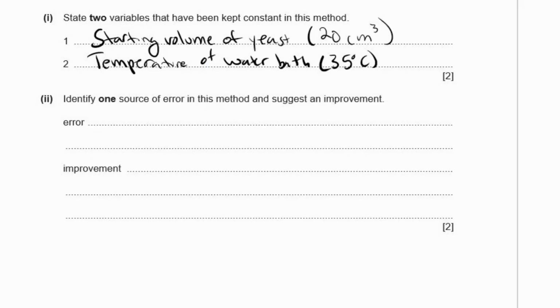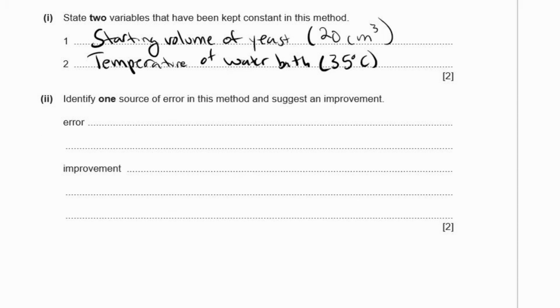2. Identify one source of error in this method and then suggest an improvement. Okay, there's lots of things you could have put down. And don't forget, for here, an improvement means an improvement for this exact error, not an improvement for something else. So they have to match.